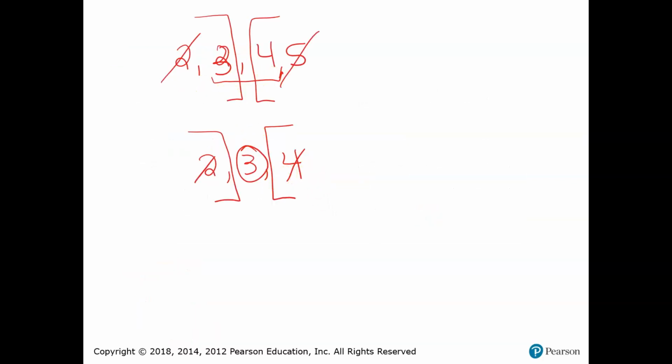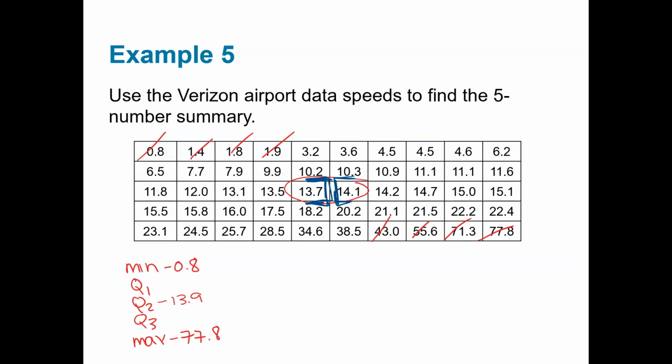Remember this example here? So now what I'm going to do is I'm going to find the median of from 0.8 all the way to 13.7. So low, high, low, high, low, high, low, high. And you just keep going until you end up in the middle. And we should end up with 7.9.